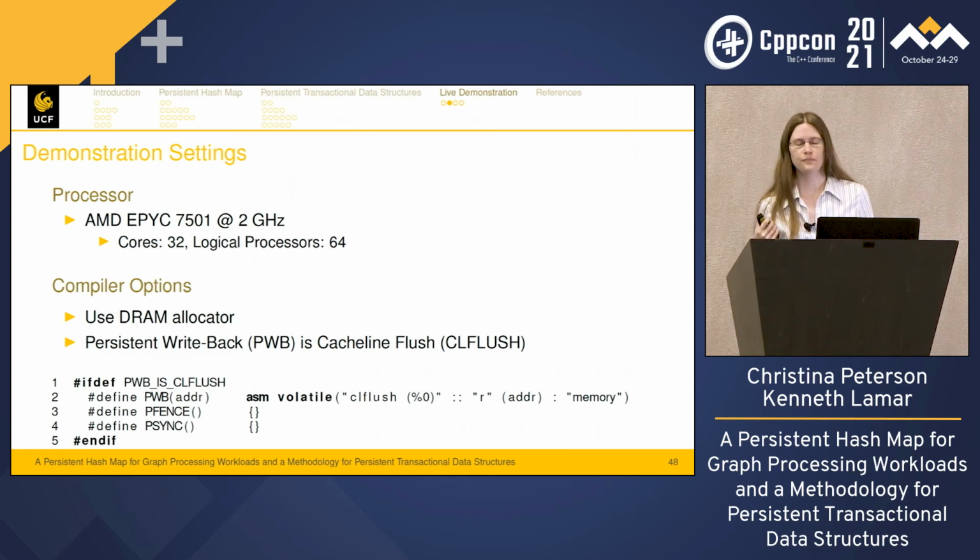For the compile options, I had to indicate that we need to use the DRAM allocator. And then for the persistent write-back, we have to change that to a cache line flush. So if you look at the code below, we define that PWB as a cache line flush. So we have to do an inline assembly call for the cache line flush.